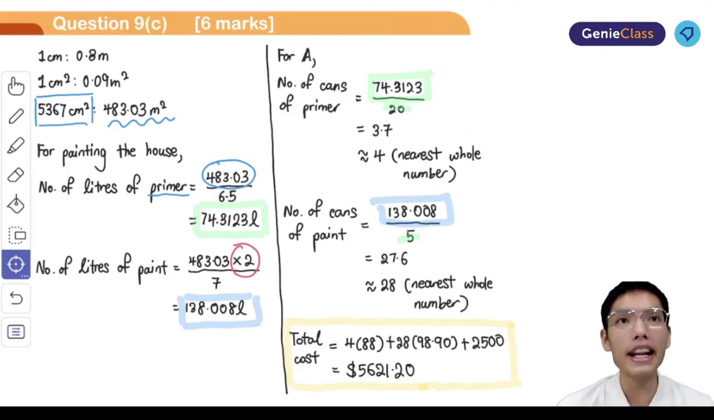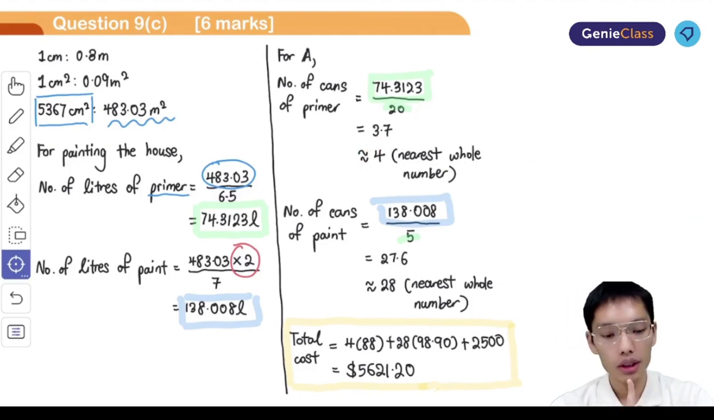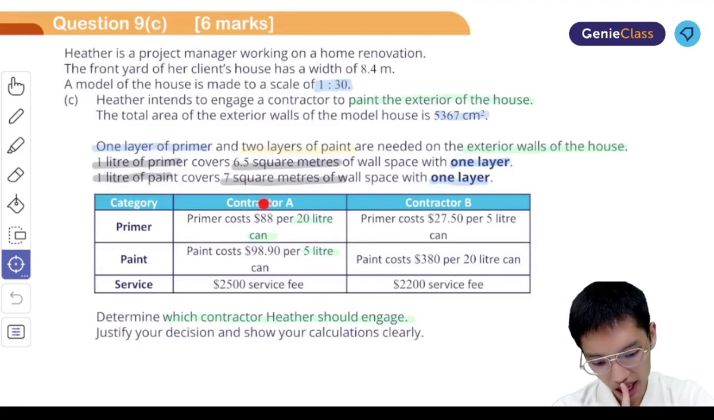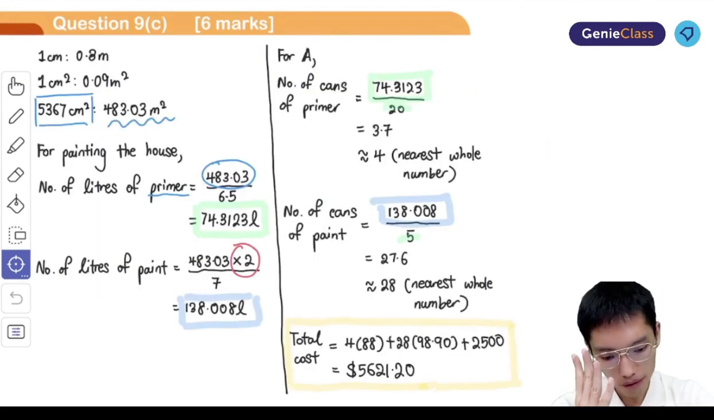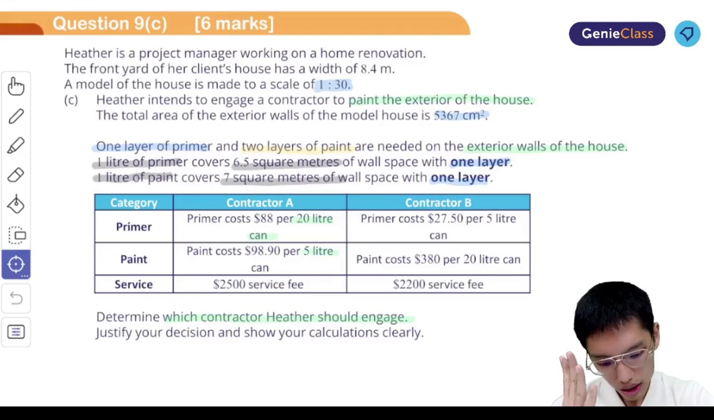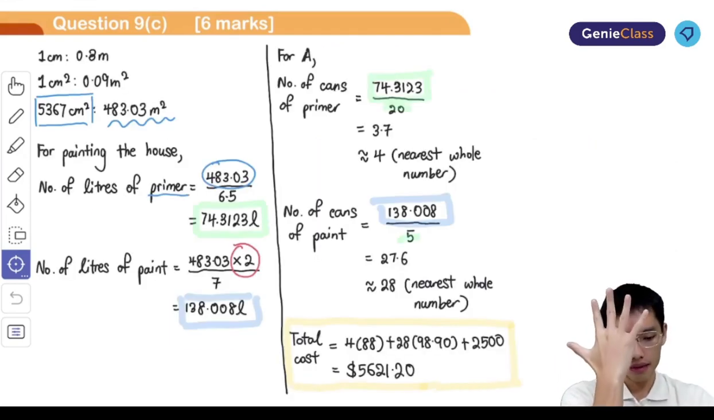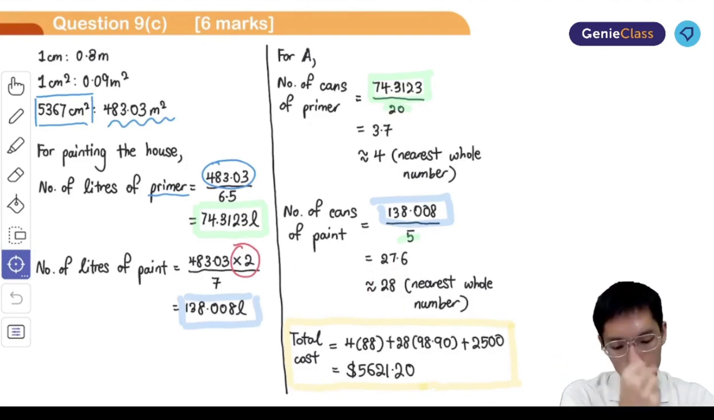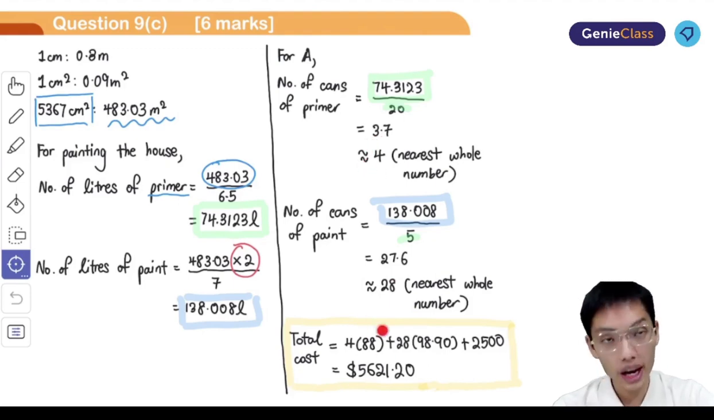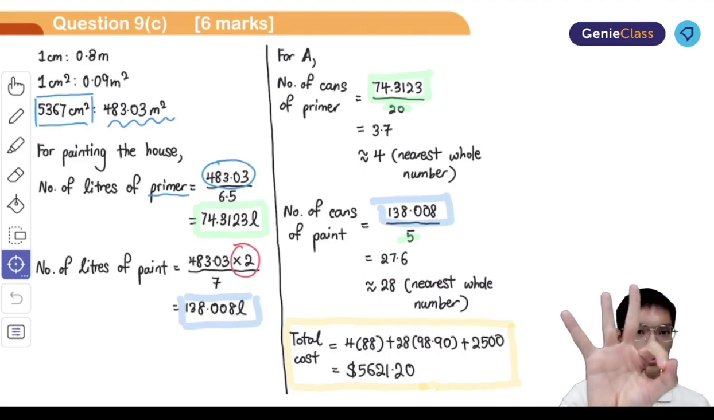We don't want to just paint part of the house. So we round it up, and therefore 4 for the primer, in this case multiply by 88, because 1 is 88. How much is 4? Similarly for paint, 1 is $98.90. How much is 28? Sorry, 28, not 5. So 4 times the price for A, 28 times the price for B, this is your total cost. So this one, 3 marks.